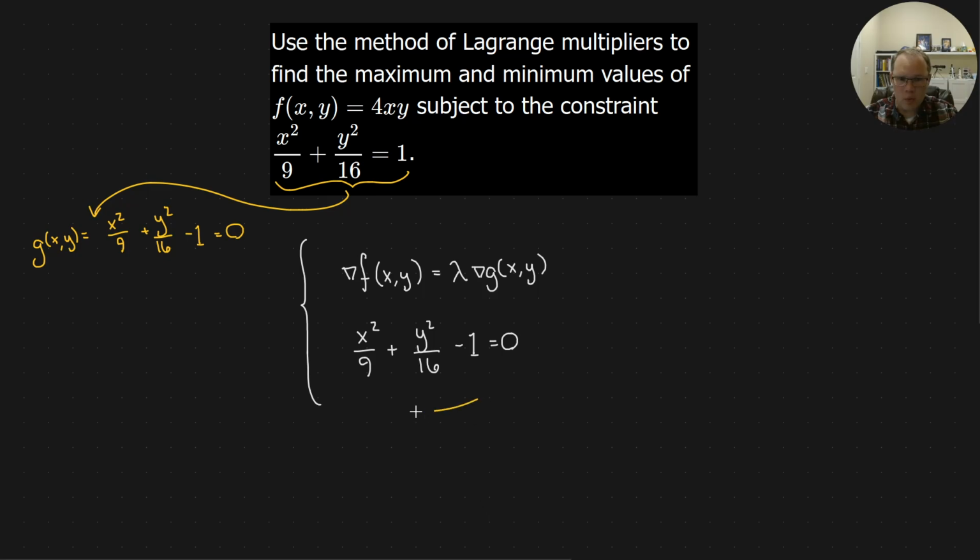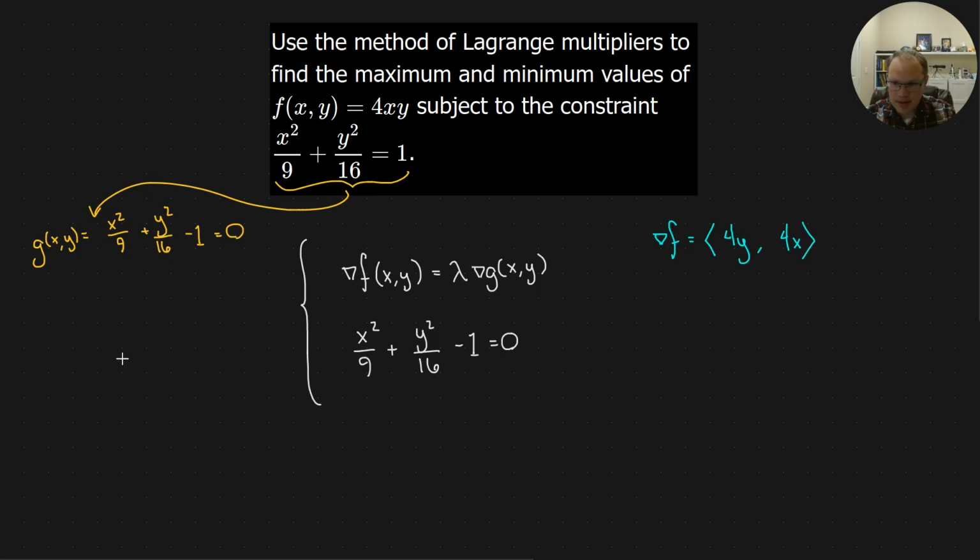Okay, we want to solve this system of equations. Of course, to do that, we first should find the gradient of f and the gradient of g, to see what we're dealing with here. So the gradient of f: I'm going to start by taking the partial derivative of f with respect to x. If I take the partial derivative with respect to x, I get 4y, and the partial derivative with respect to y, I get 4x.